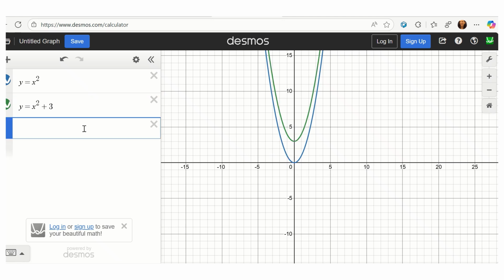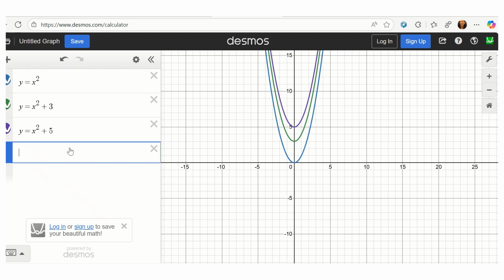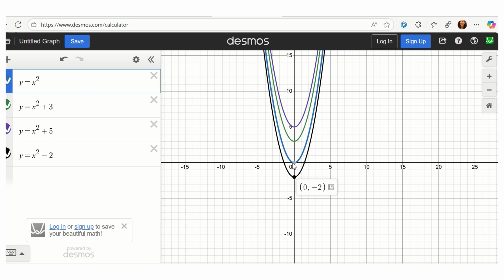Now, the next one is y equals x squared plus 5. And what we want to notice there is that now the vertex has gone up 5 from the parent. And so we slid the graph up 5. The next one is y equals x squared minus 2, and we are seeing that the graph has now gone down 2, so 1, 2 spaces down.